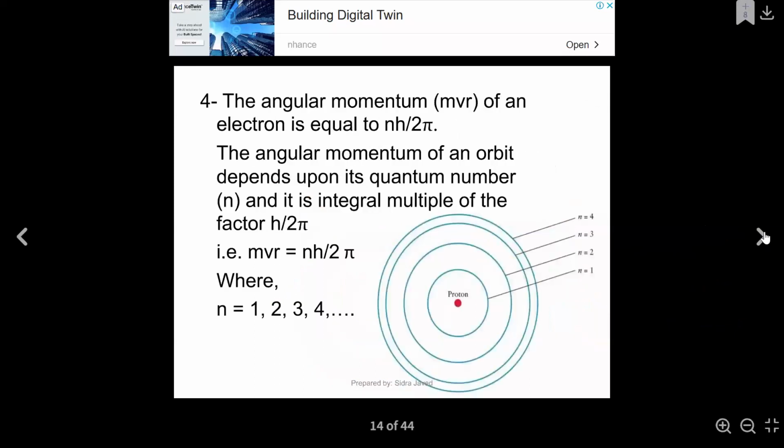Then was the angular momentum. Angular momentum, that is mvr of an electron, is some whole number multiple of h over 2 pi. And the quantum number word will come in the next atomic model, please don't consider it. So angular momentum is a whole number multiple of h over 2 pi, where n can have values 1, 2, 3, 4 and so on.